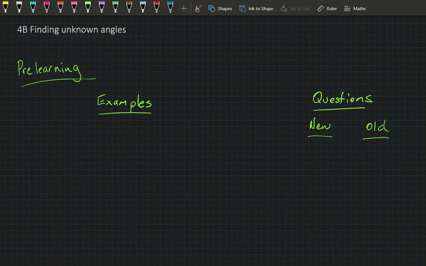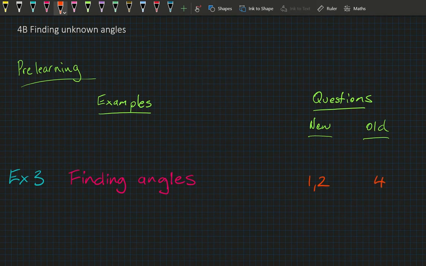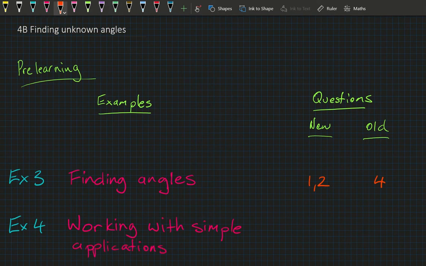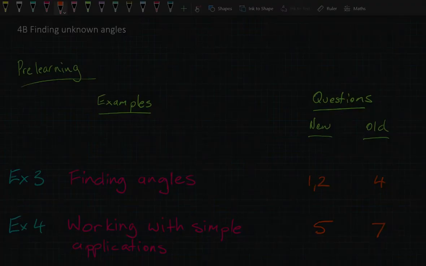Your examples and pre-learning for this exercise will be example 3, finding angles. Your pre-learning will be questions 1 and 2 in the new book and question 4 in the old book. And then we'll do example 4, which is working with simple applications. Your pre-learning for this example will be question 5 in the new book and question 7 in the old book. Alright, I'll see you in the introduction.